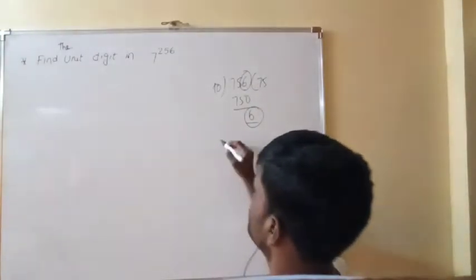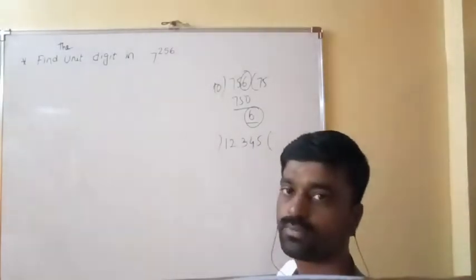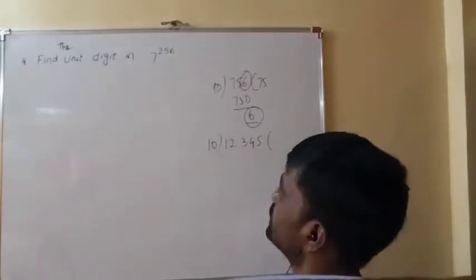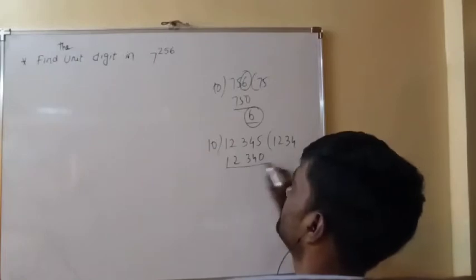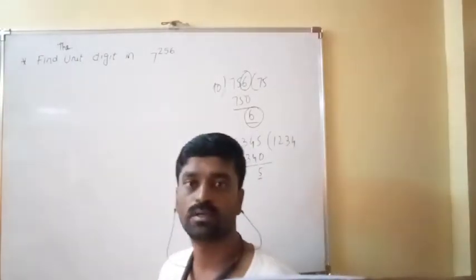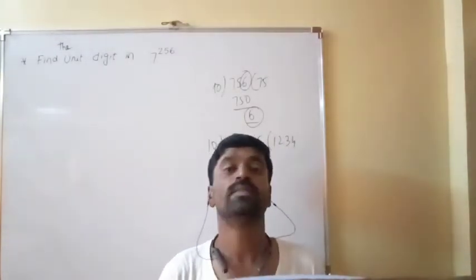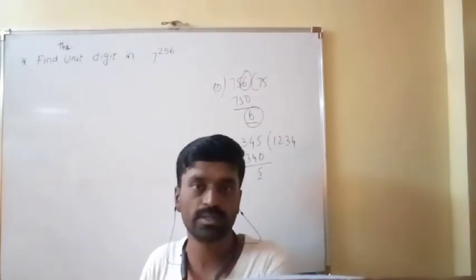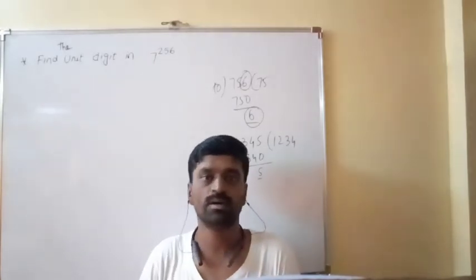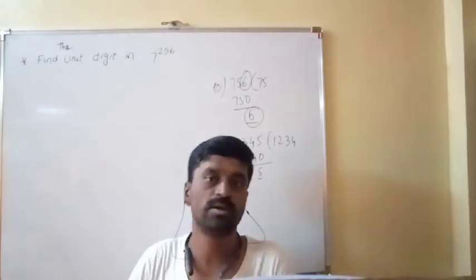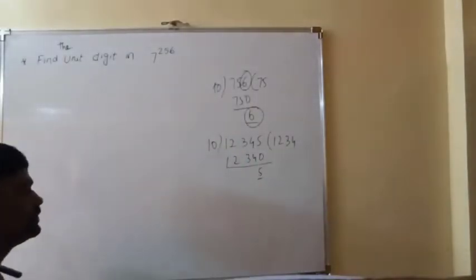Suppose you consider one more number, say 12345. What is the unit digit in 12345? 5. If you divide this number by 10, the remainder is 5. So to get the unit digit in any natural number, just divide that number by 10, and the remainder is the unit digit. So the unit digit in a natural number is the remainder when that natural number is divided by 10. Now, 7 power 256.